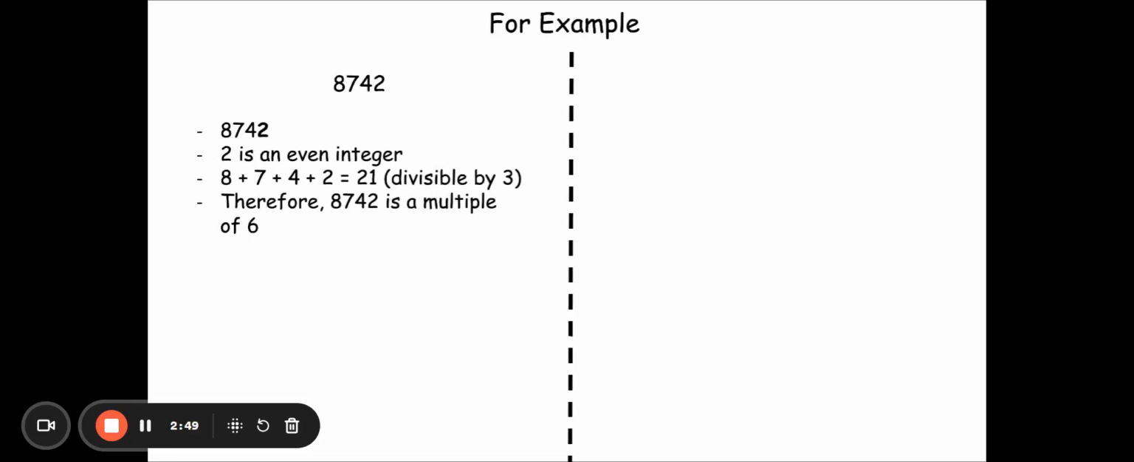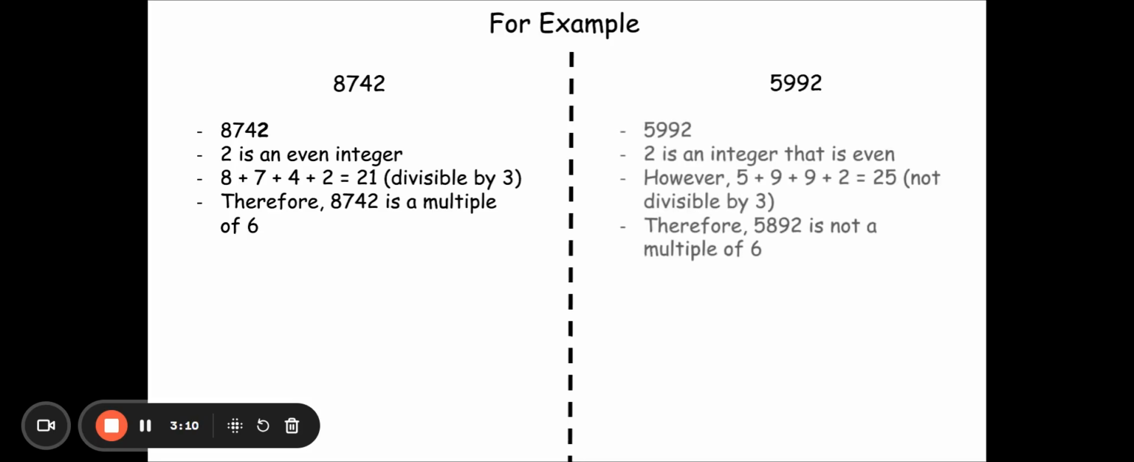For example, 8742. 2 is an even integer. That means the whole number is divisible by 2. Then we check for 3. 8 plus 7 plus 4 plus 2 is 21, which is divisible by 3. This means 8742 is a multiple of 6. Like this, 5992. 2 is even, but 5 plus 9 plus 9 plus 2 is 25, which isn't divisible by 3. This means the number is divisible by 2, but not 3, and so it's not divisible by 6.